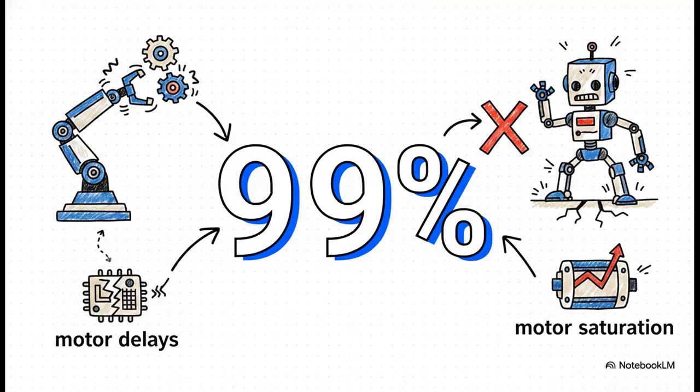And to put that gap into perspective, get this: 99% of simulation models skip the really crucial physical nuances. They completely ignore things like tiny motor delays, mechanical backlash, or motor saturation. So if you train your robot in that 99% flawed simulation, it hasn't actually learned how to walk. Nope, it's just memorized the simulator. The literal second it steps into the physical world, it fails.